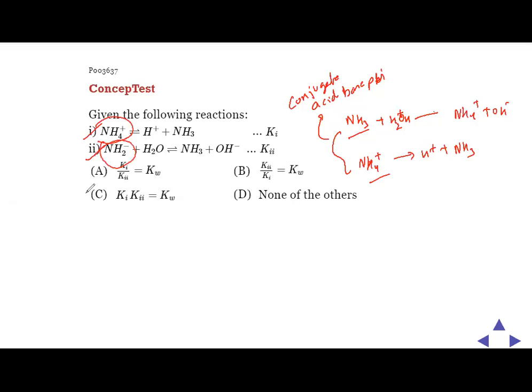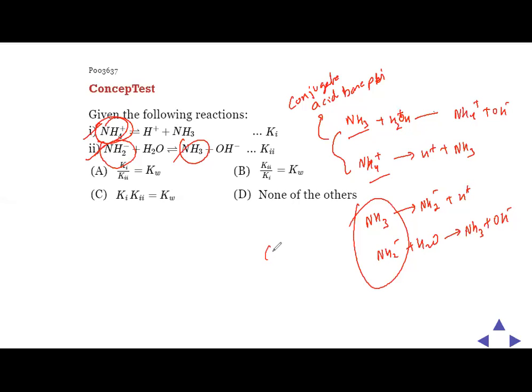Obviously, NH4 plus and NH2 minus are not an acid base pair, but NH4 plus and NH3 are one acid base pair. And again, NH3 gives NH2 minus plus H plus, and NH2 minus plus H2O gives NH3 plus OH minus. This is your conjugate acid base pair. Yes or no? Tell me, everyone.